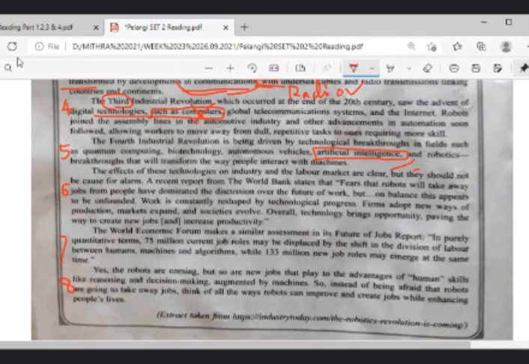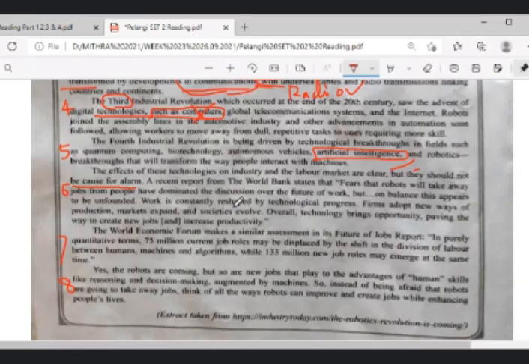Okay, so the effects of these technologies on industry and the labor market are clear. Okay, but they should not be cause for alarm. This is the clue: they should not be cause for alarm.